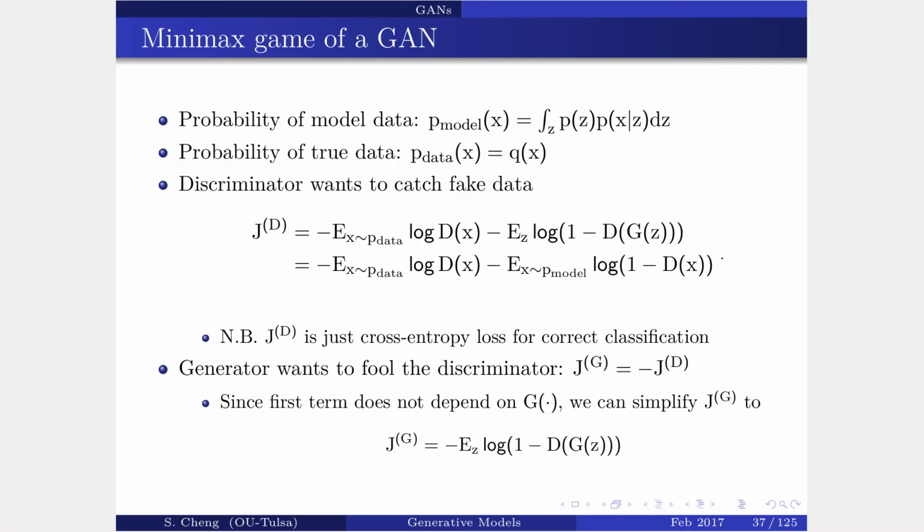And for the generator, the cost function should be exactly the opposite of the discriminator, right? The generator just tries to fool the discriminator as much as possible. But the generator doesn't have control of this term here, only this term it can control. Therefore I can ignore this term, so I only have this here. So this will be the cost function for the discriminator and the generator.